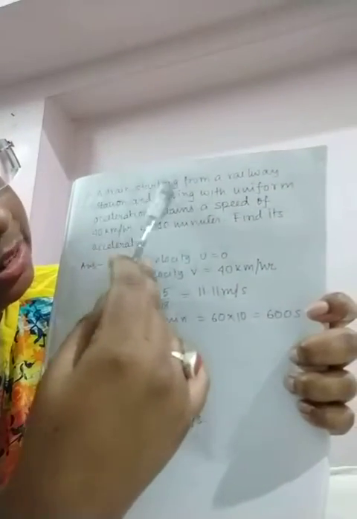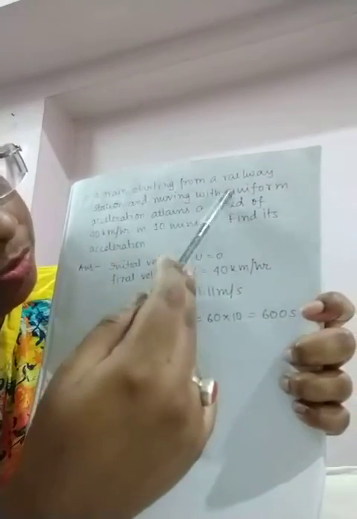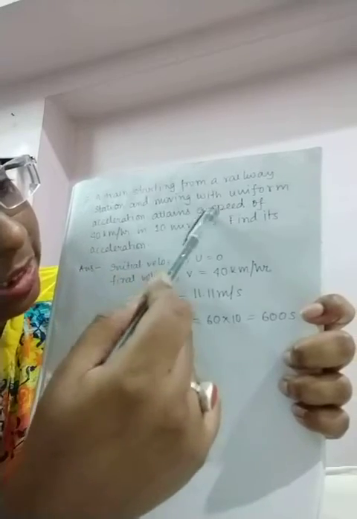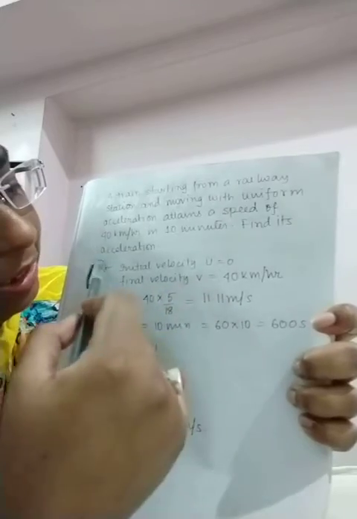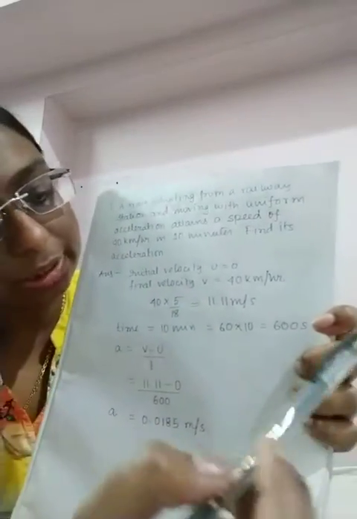Now we will move on to our next question. A train starting from a railway station and moving with uniform acceleration attains a speed of 40 km per hour in 1 minute. Find its acceleration. Now here they are telling that there was a train standing stationary in the railway station, and it attained the speed of 40 km per hour in 10 minutes with uniform acceleration. What is the acceleration?